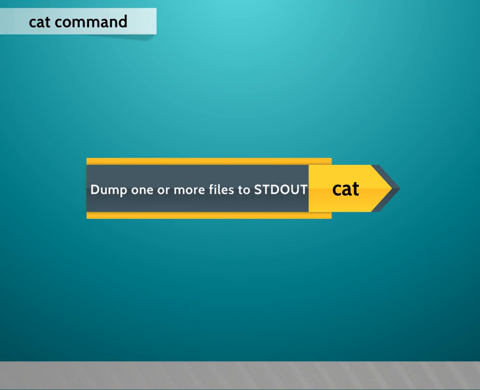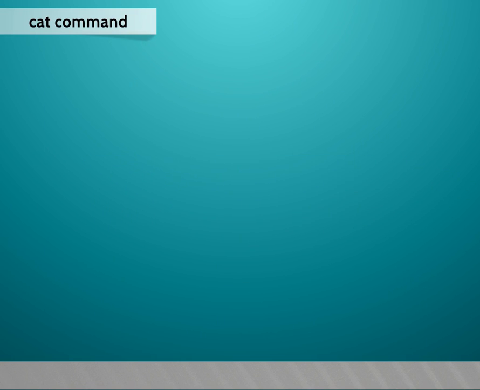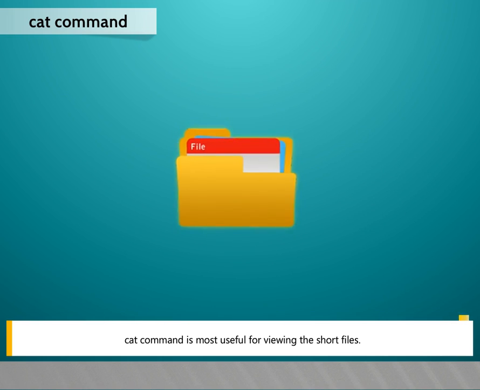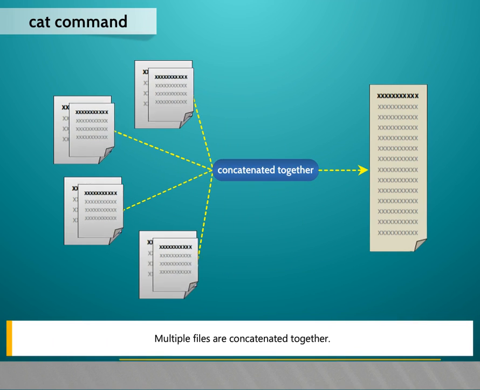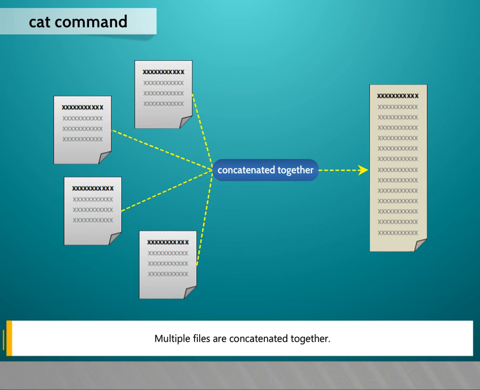Cat dumps one or more files to stdout. Cat command is most useful for viewing short files. Multiple files are concatenated together.